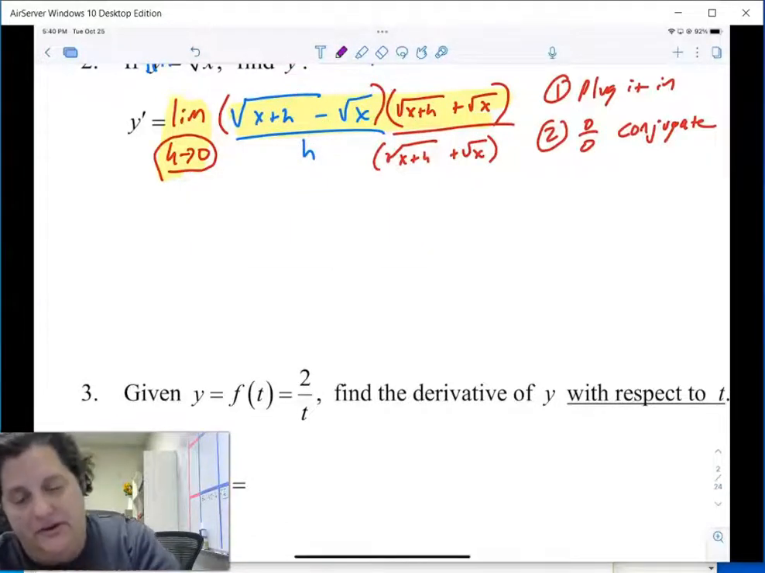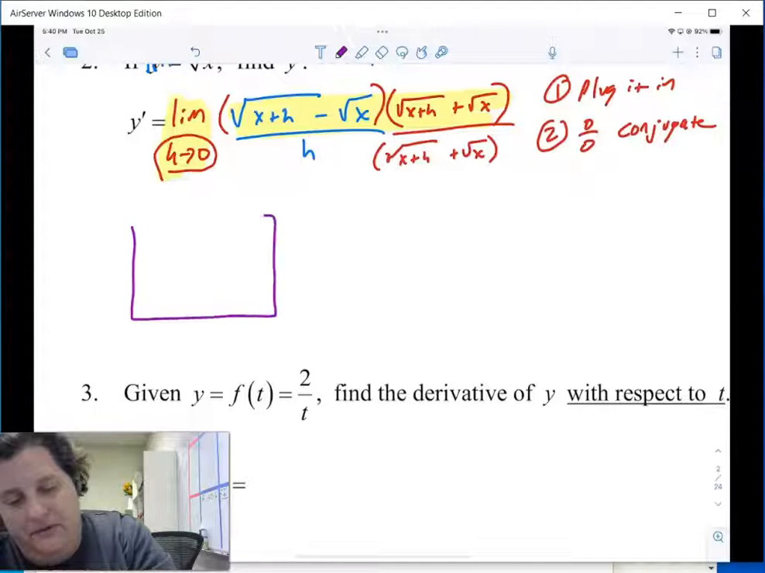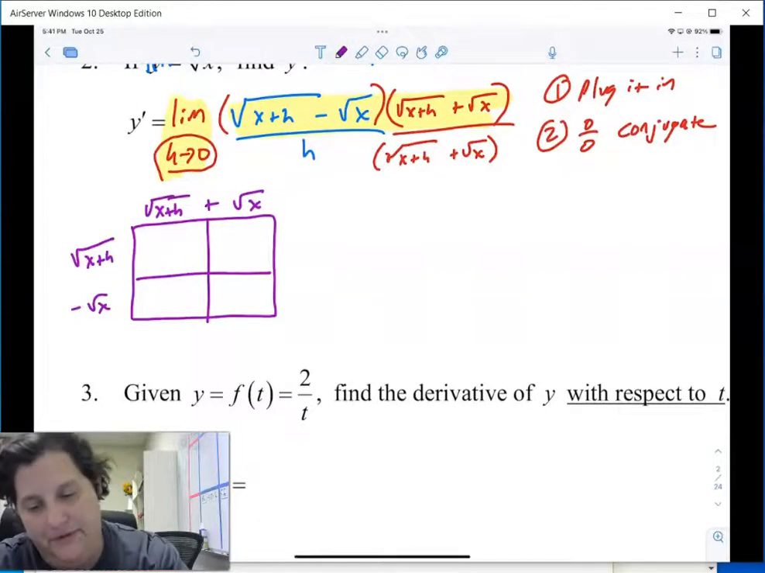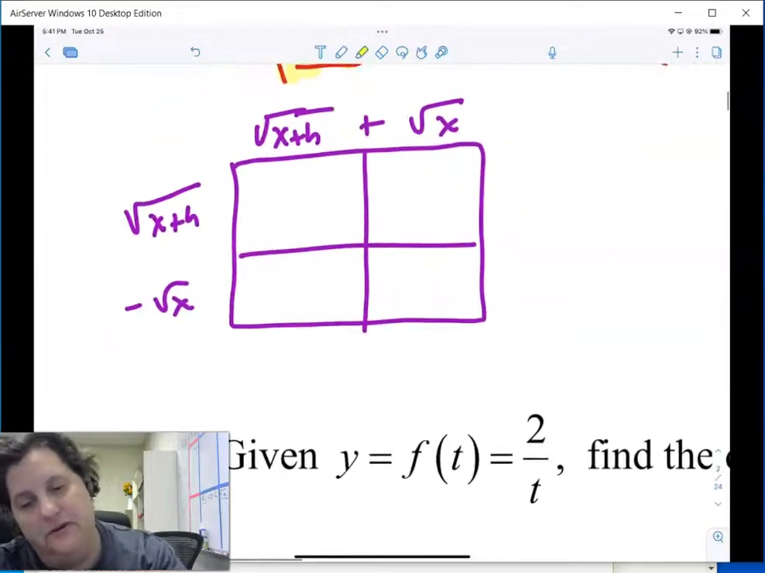Again, that's a little bit tricky, so I'm going to do this box again when I multiply this out. Okay, square root of x plus h plus square root x, I'll put along the top. It doesn't matter which one you put where. Square root of x plus h minus square root x. Okay, look what happens. Let's just focus on this real quick.